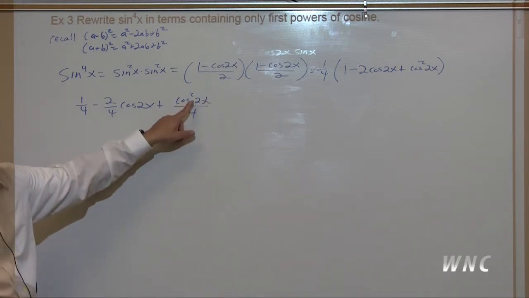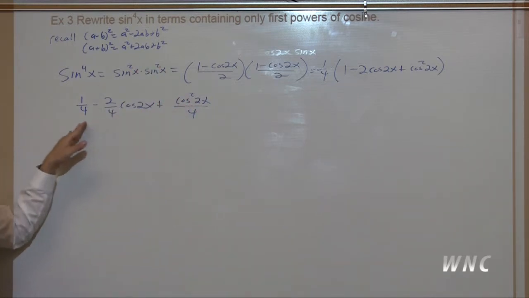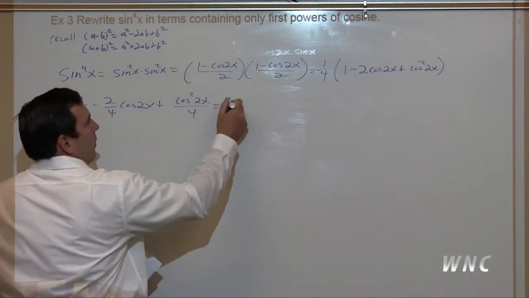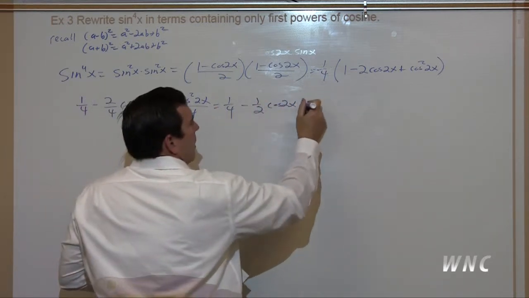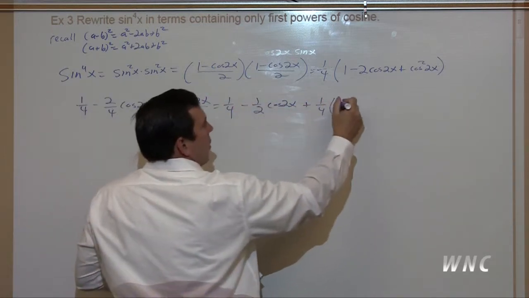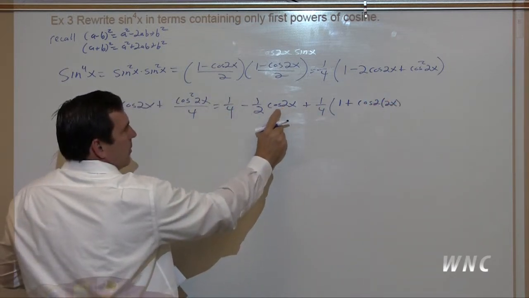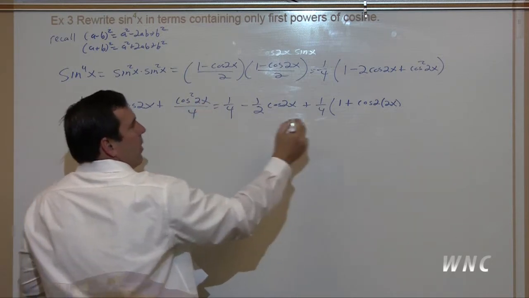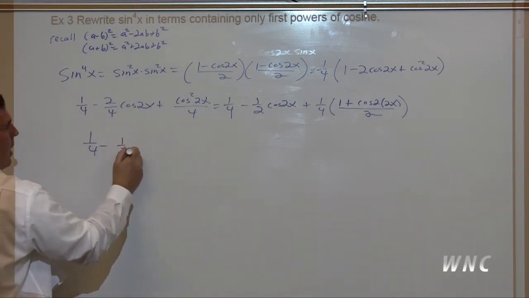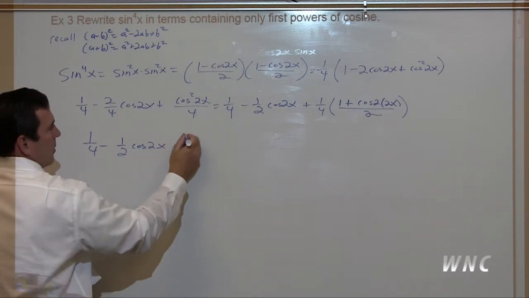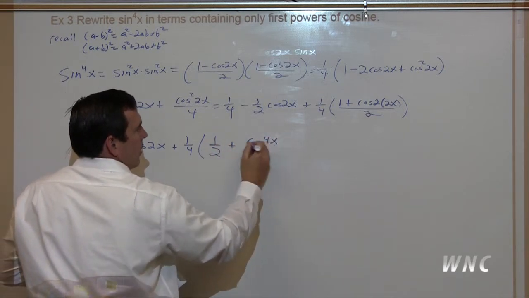And the deal is we now have a cosine squared, and we're supposed to have all linear terms for cosine. So this one has to be reduced now. The others are fine. So we get our 1/4 minus 1/2 cosine 2x plus 1/4 times, and this reduction is 1 plus cosine of 2 times 2x. It's 2 times whatever's inside there, all over 2. So we have 1/4 minus 1/2 cosine 2x plus 1/4 times 1/2 plus cosine 4x over 2.